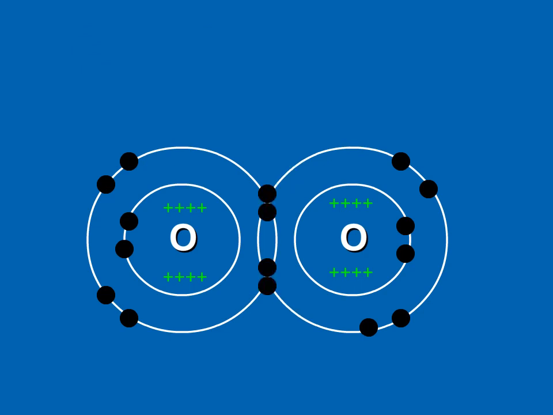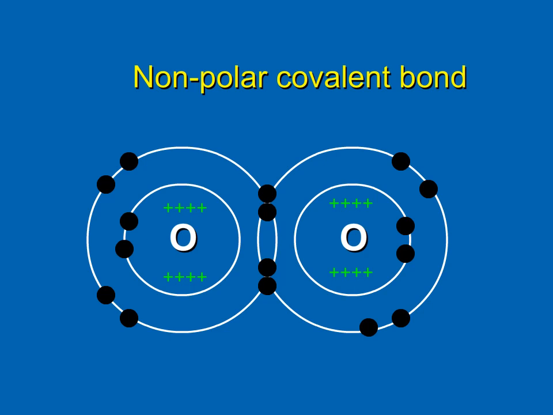So it's a stalemate. Neither oxygen atom can pull the electrons closer to itself because both atoms in the molecule have the same electronegativity, the same hunger for electrons. This results in a nonpolar covalent bond. Neither pole of this oxygen molecule has more electrons than the other. Both atoms have equal possession of those 4 shared electrons.